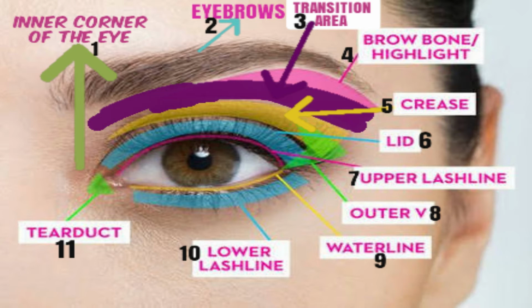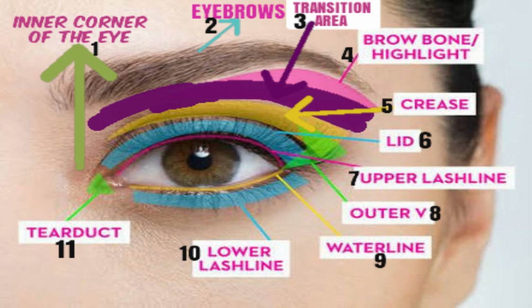The lid, that area on the top part of your eye. When you say lid, you know where lid is. That part of your eye that is directly above your eyelash, that is called the lid. Where you have the blue color, or the teal blue color rather, that is called the lid. So whenever I say this color is going on your lid, that is what I mean by lid.